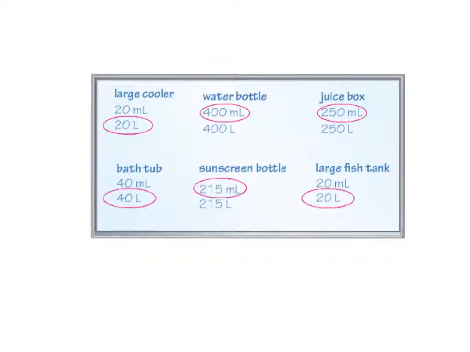Juice box also, milliliters. A bathtub is going to be liters. It's much bigger. Sunscreen bottle, milliliters. I wouldn't even imagine how many people 215 liters of sunscreen could help. And then a large fish tank, 20 liters. I want to say that the one I had in first grade was maybe 10 liters. So this would be a little bit bigger than that, well, twice the size.